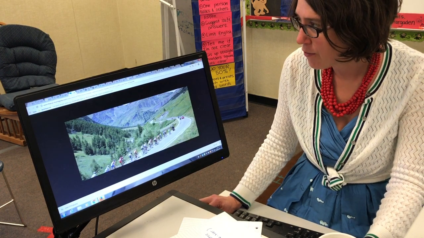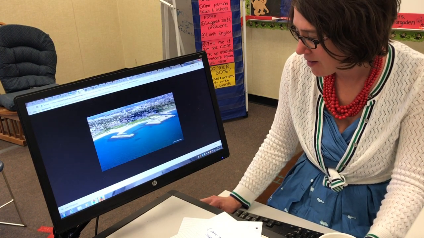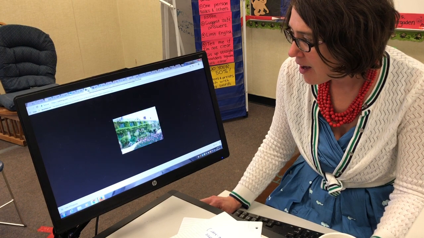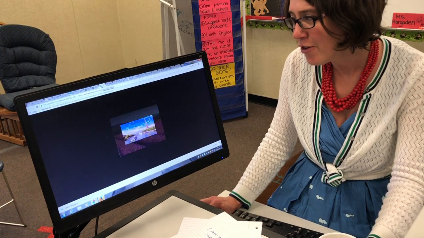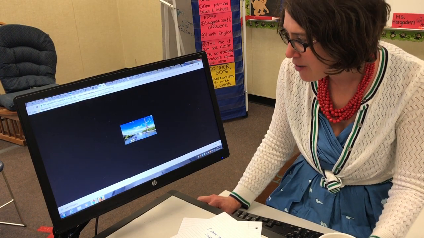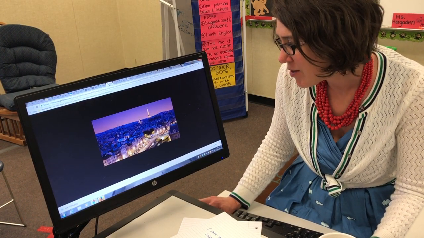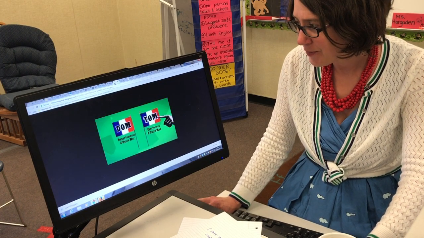So this is the Tour de France, and this is down in Marseille, and this is a beautiful house in France, and this is lavender fields. Here's the Eiffel Tower and the Bateau Mouche. Here's another picture of Paris.